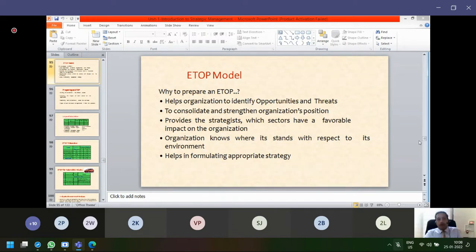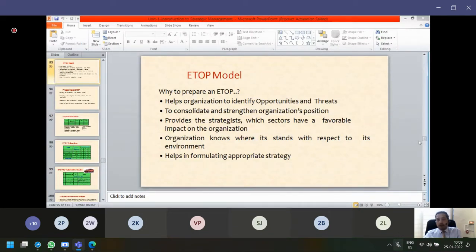How do we prepare an ETOP? That we'll have to understand. There are a few steps that we'll have to follow. Before we see what those steps are, we'll have to understand how this ETOP can help us. Why prepare an ETOP? So first of all, it helps the organization to identify opportunities and threats. Secondly, to consolidate and strengthen the organization's position.